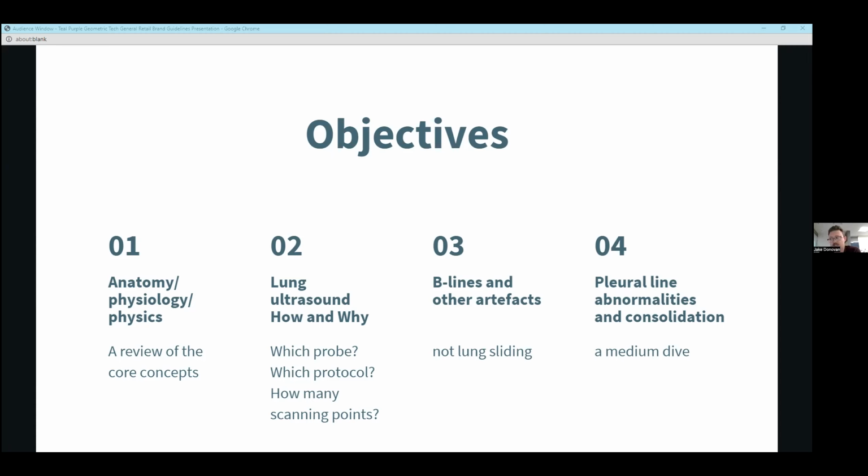And again, I've titled this a medium dive because I went down a real rabbit hole trying to understand this stuff. And as you'll come to learn, it's not overly clear in the literature, but we'll get to that.